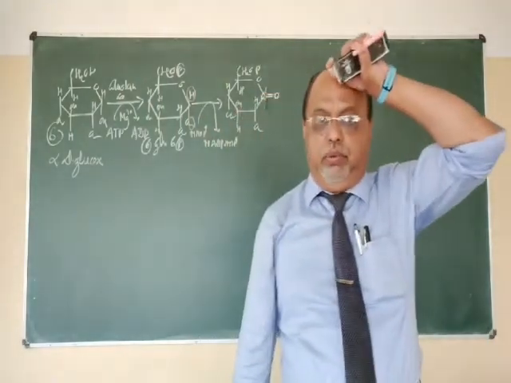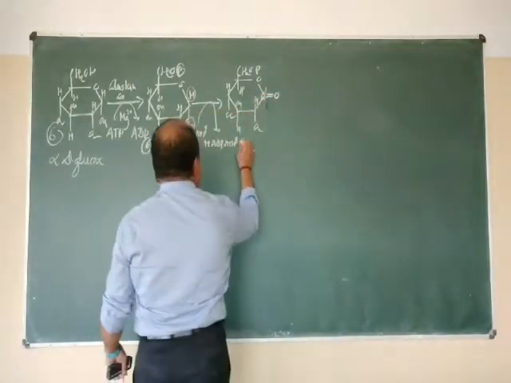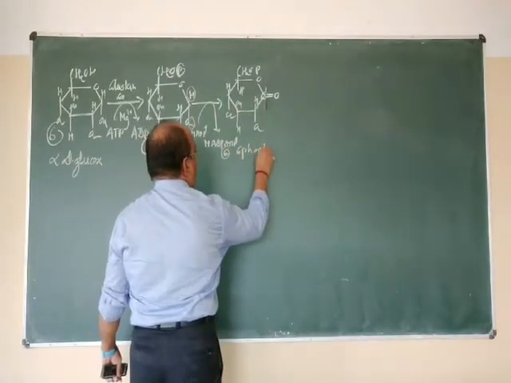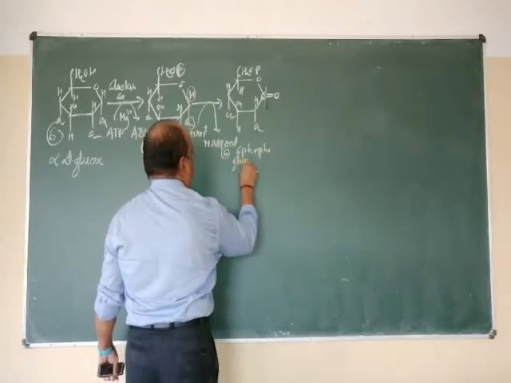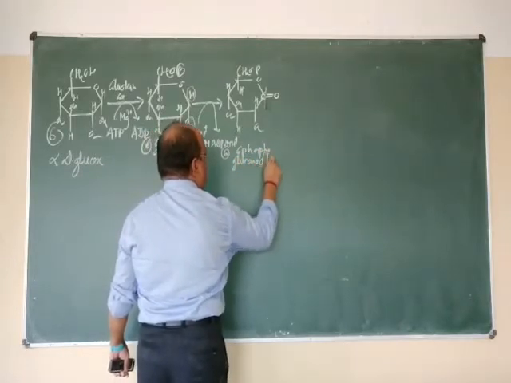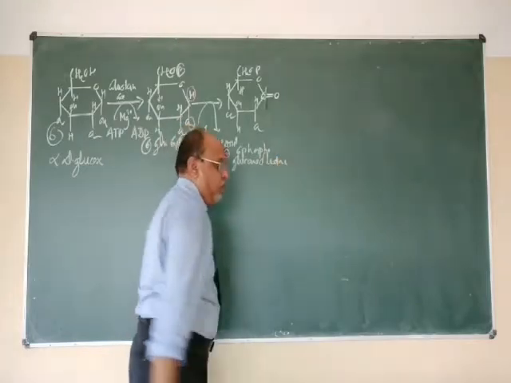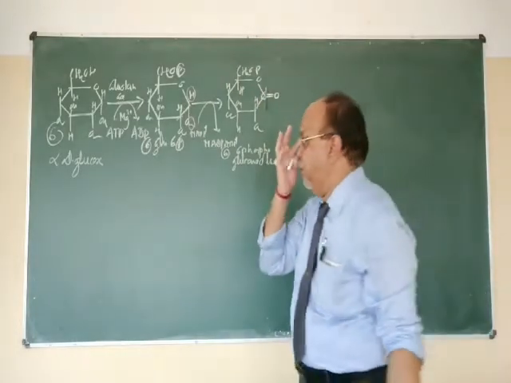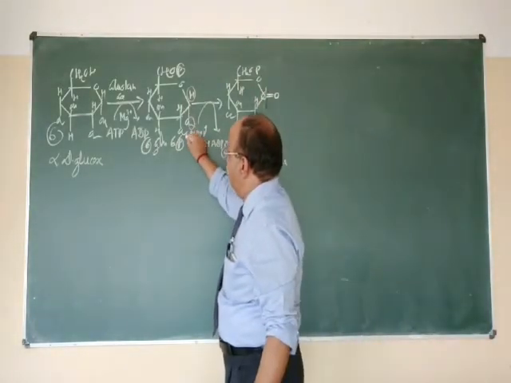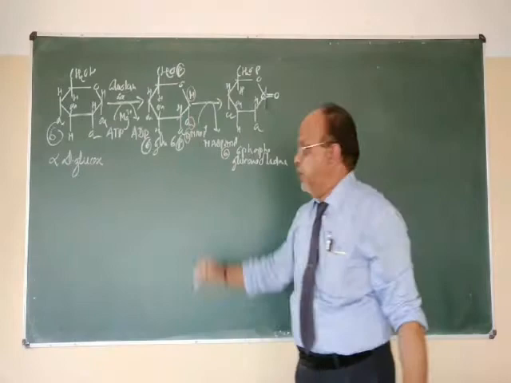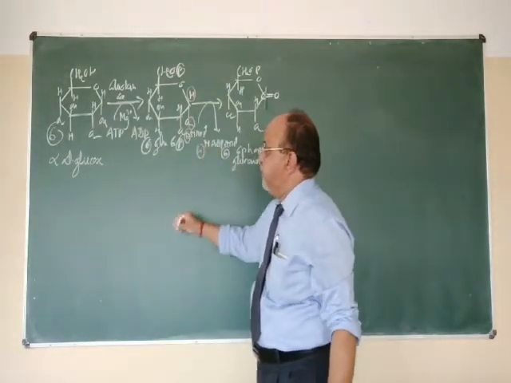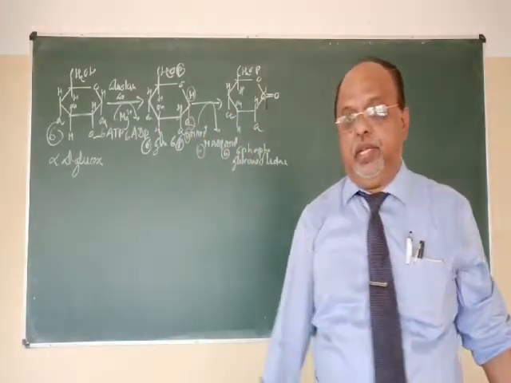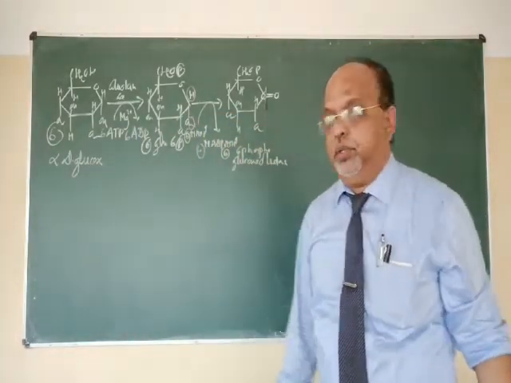That's why the name of the compound is 6-phosphoglucono delta lactone. Obviously it requires 6 NADP, which are reduced to 6 NADPH plus H plus. Similarly here 6 ATP to 6 ADP. So every time you have to consider 6 molecules.